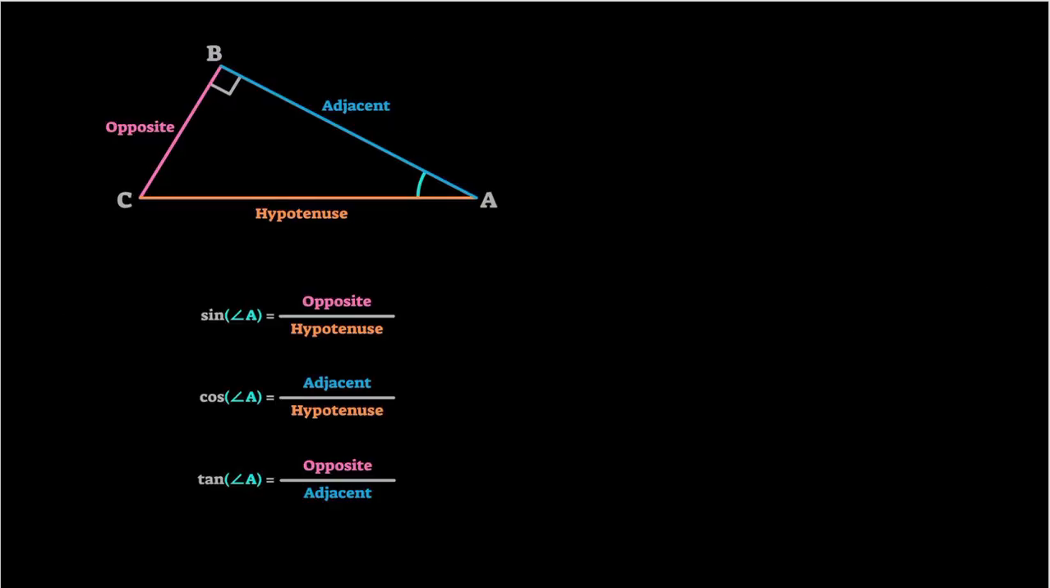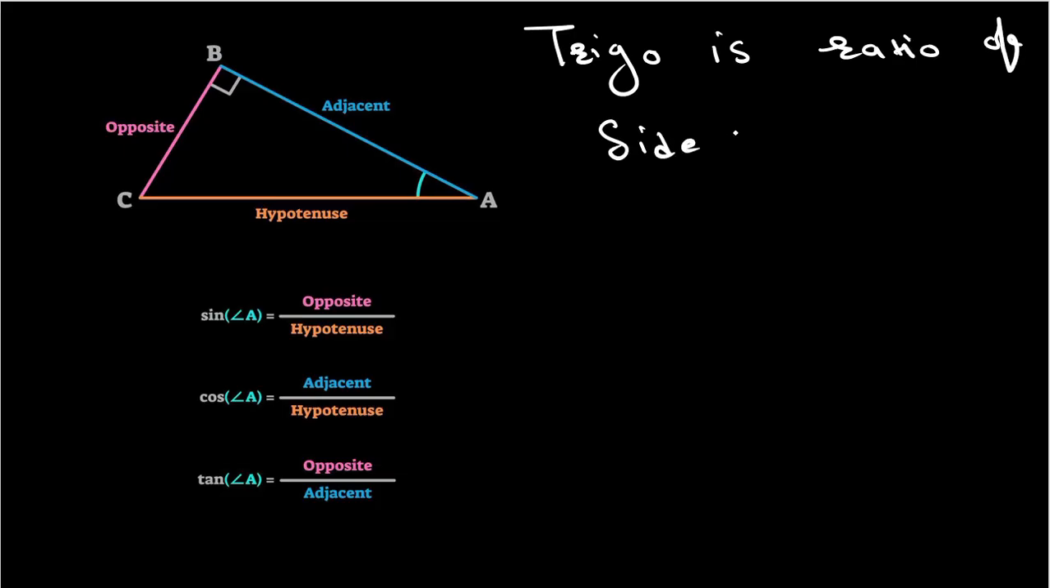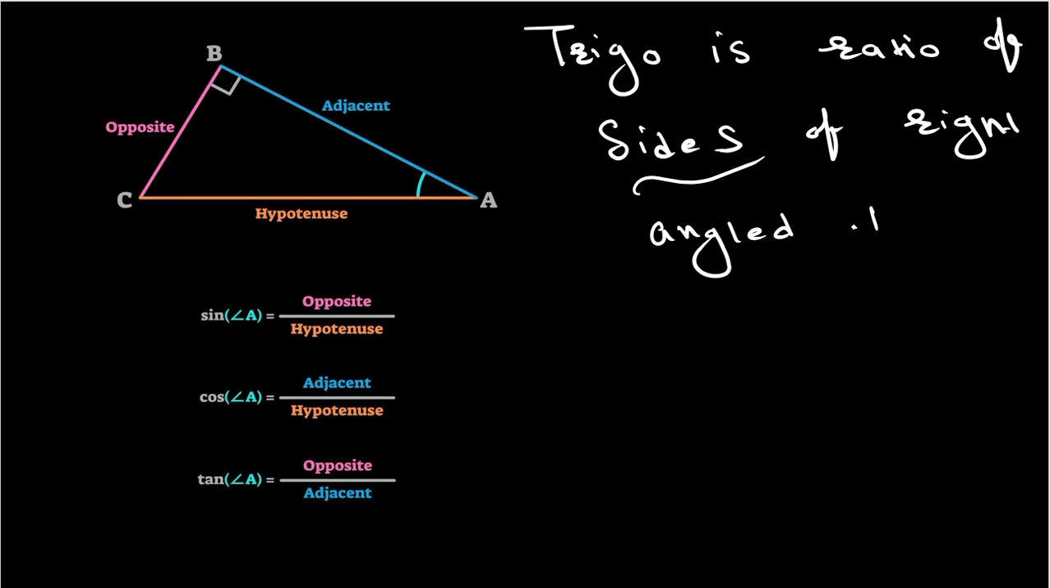So now if I ask you what is trigonometry, so actually trigonometry is the ratio. In short, we'll write trigo. Trigonometry is ratio of sides. And trigonometry is studied for right angle. So we can say trigonometry is the ratio of sides of right angle triangle.